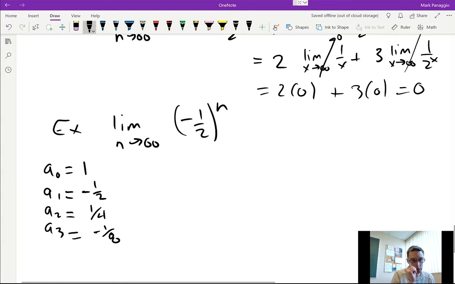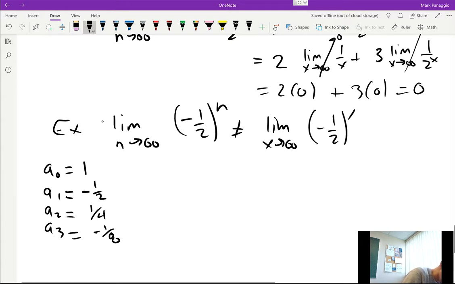Now, the challenge is that this function does not really work well for real values. If you plug in n equals 1/2 here, which, if you write this as the limit as x goes to infinity of negative 1/2 to the x, then that's not going to work because if x is, say, a half power, then we're talking about square roots of negative numbers. And so this thing does not exist.